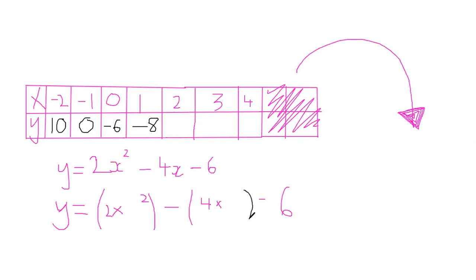2 times 2, that's 4, squared is 16... 2 squared is 4 times 2 is 8. 8 minus 8 minus 6. You agree with negative 6? Yeah. Cool. Now let's put it in for 3.